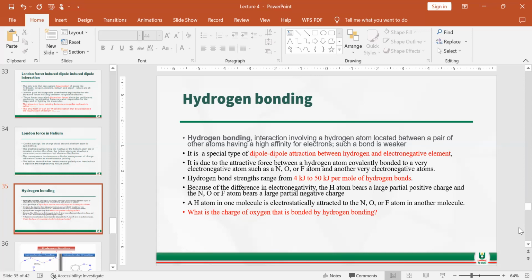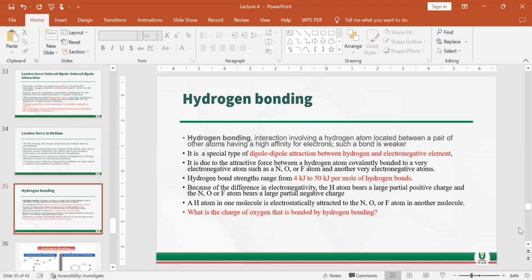And what are the electronegative elements? It can be something like oxygen. It can be hydrogen, oxygen. It can be hydrogen, nitrogen, like in ammonia. It can be hydrogen, carbon, or hydrogen hydroxide, like in ethanol, and the rest of them. So hydrogen bond strength ranges from 4 kilojoules to 50 kilojoules.